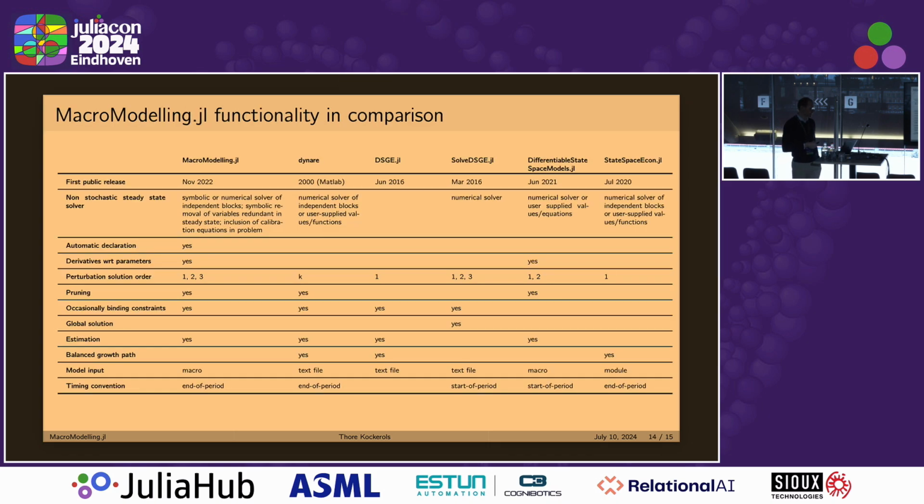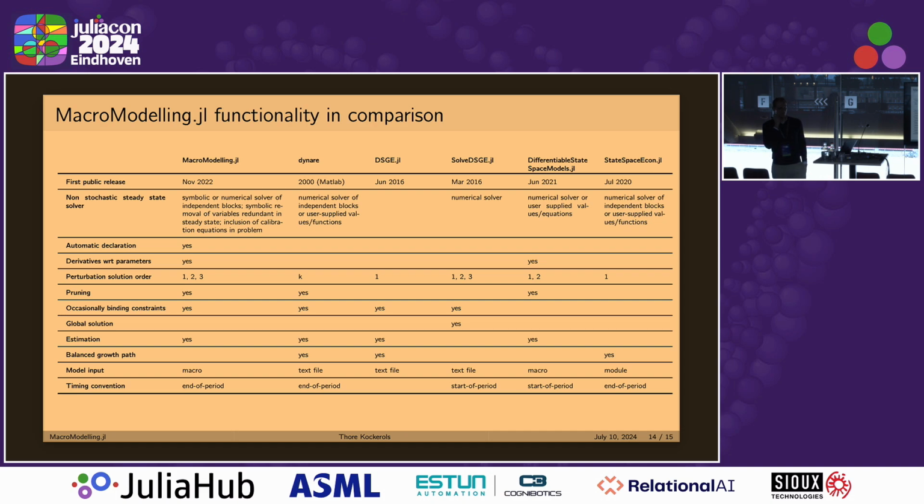Now, last but not least, I'm not the first one who looked at this kind of model. So here's a bit of a rundown of the whole universe. I put MATLAB's first public release in 2000, but it was actually released earlier, in 1994 or so, in Gauss. So that's really the dinosaur. MacroModelling is a bit the new kid on the block.